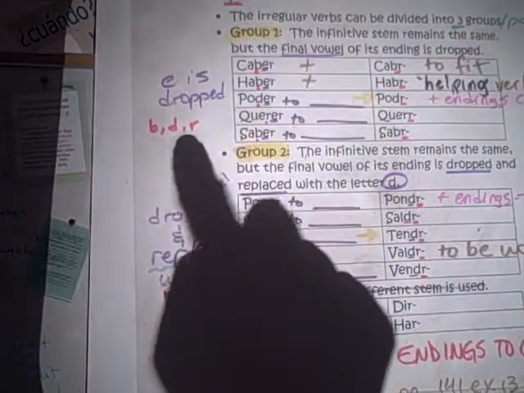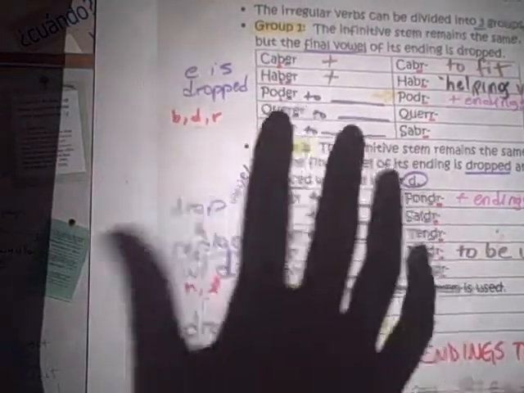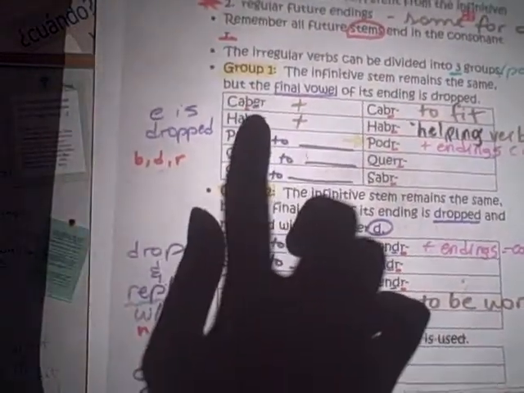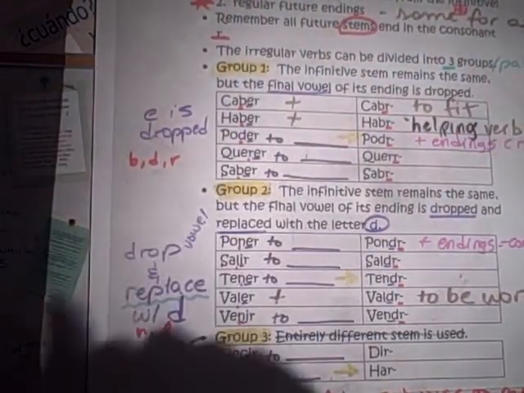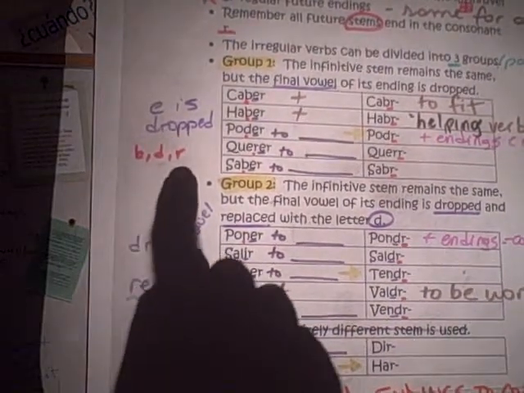Which will not be the case for the others. So it might help you that for group 1, the final vowel dropped, which happens to be on this side right here, okay? All those stems before you add your endings, and again, they all end in R, so before that R, you're all going to have a B, a D, or an R.